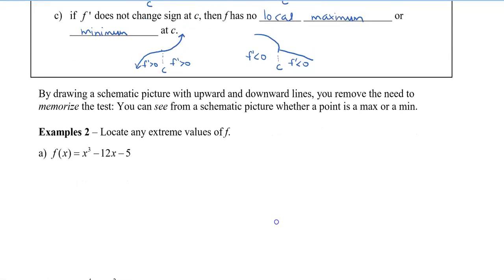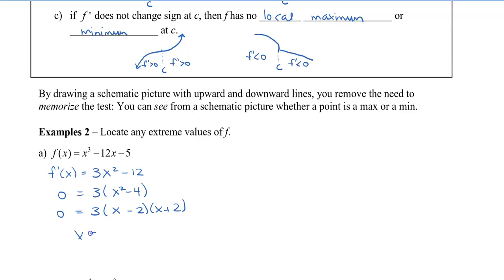So let's locate any extreme values of f for x cubed minus 12x minus 5. Our first step is to find the first derivative. So we get 3x squared minus 12, set it equal to 0, and I'm going to do some factoring. All right, so now we see that x equals 2 or negative 2. So I'm going to now draw my sign chart.